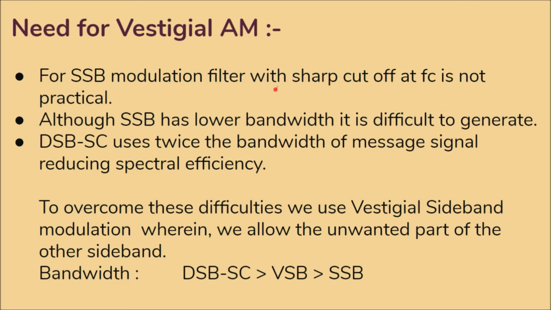So what is the need for vestigial amplitude modulation? We have seen that a VSB signal is very difficult to generate, because the sharp cutoff at fc of the filter is not practical, and double sideband suppressed carrier uses twice the bandwidth, so it reduces the spectral efficiency. To overcome these difficulties, we use vestigial sideband modulation, where we allow the unwanted part, here the lower sideband in our case, to be in the output signal. If we compare the bandwidths of the three signals, we conclude that double sideband suppressed carrier has twice the bandwidth of single sideband, and vestigial sideband is in between the two.